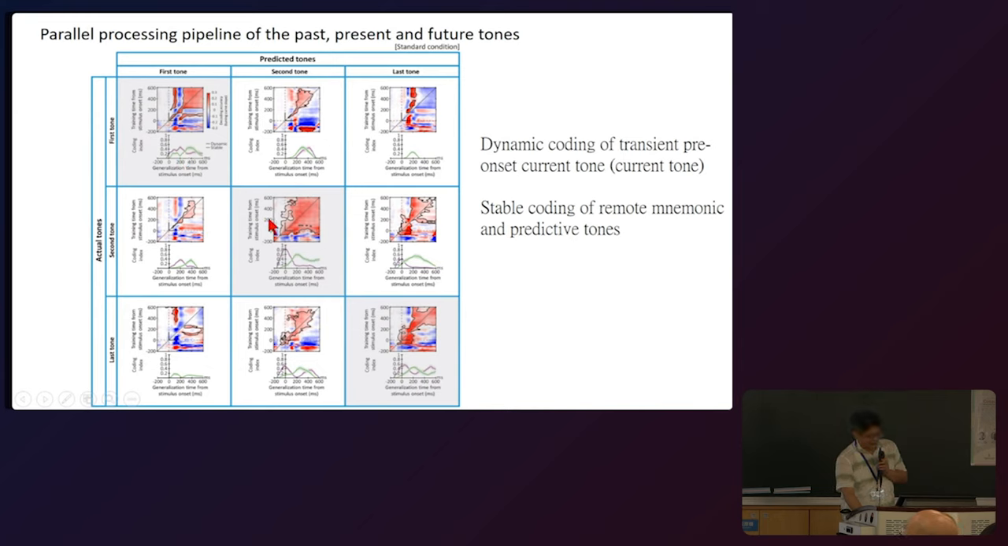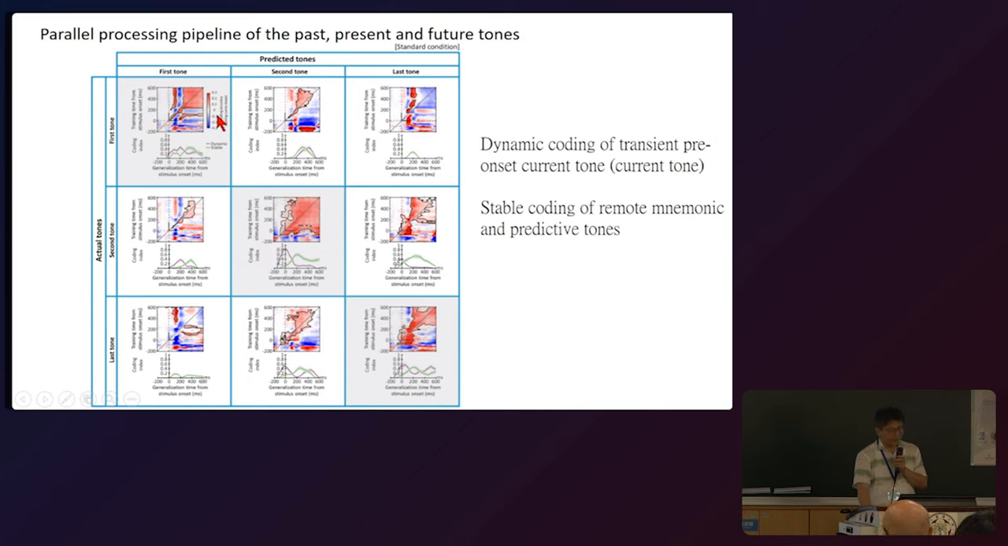stable coding index. So when you look at this diagonal tone, this is where the actual tone is played, and then you reconstruct that tone. Then what happens is this dynamic coding here, the first one doesn't show that. But the second one and third one, even before it is actually played, start coding the second tone and third tone, even before it's played. And then the stable coding index, even the remote one, before and after, in the second, and then this one, when the third one is played, the stable coding exists for the first tone.